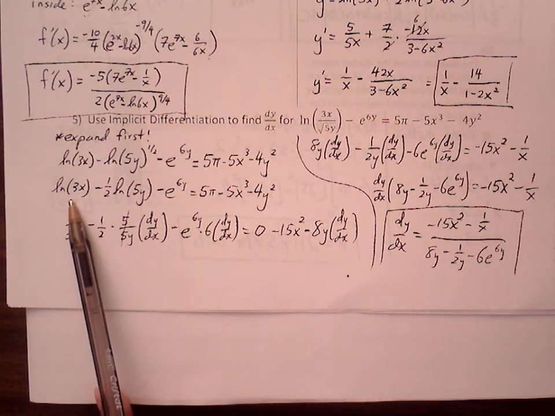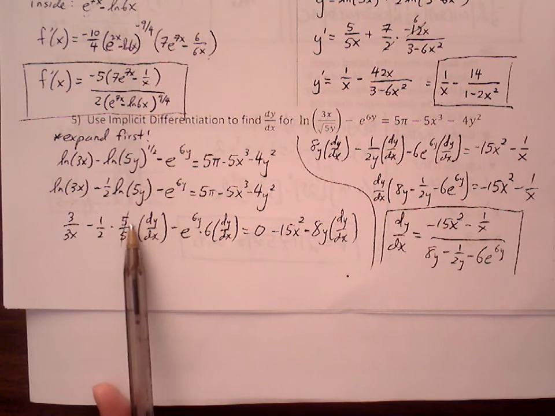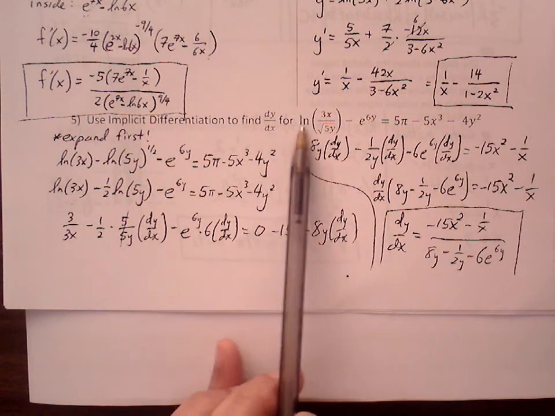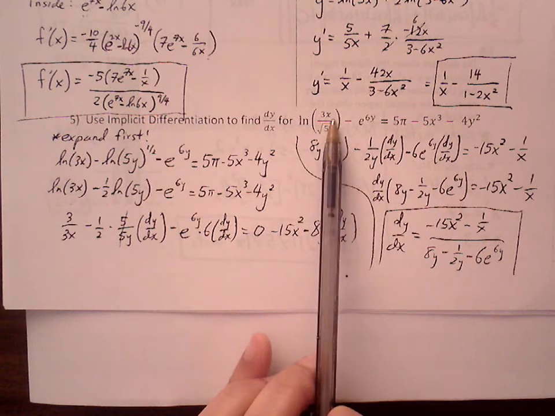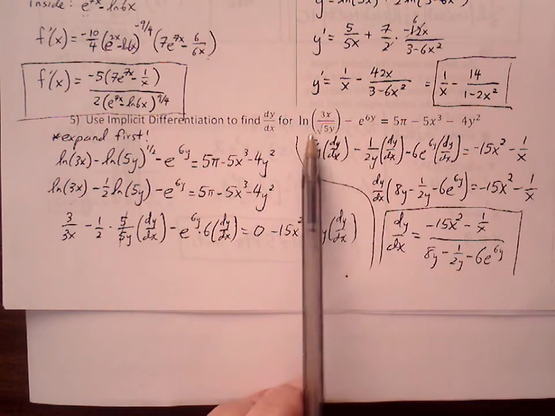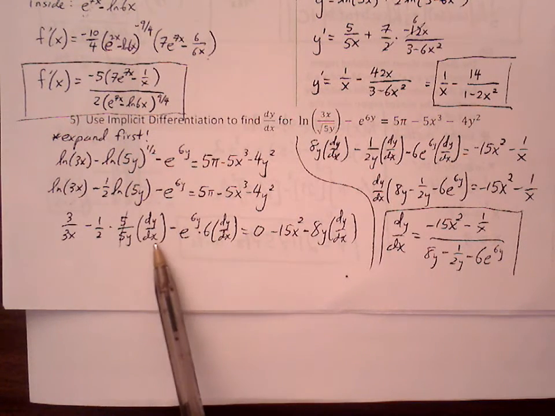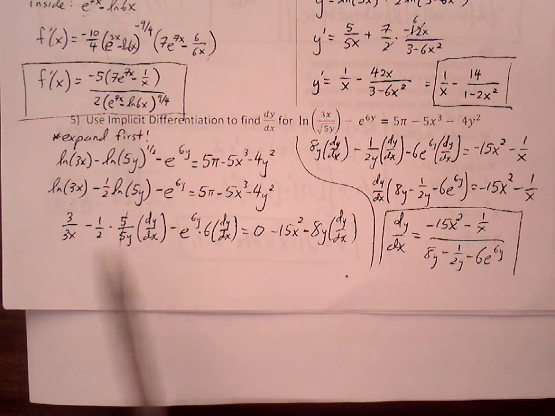So natural log of 3x becomes 3 over 3x, u prime over u. Natural log of 5y becomes 5 over 5y. Now notice that this requires implicit differentiation because we have y's all over the place, unlike previous problems. So every time we come across y and we're asked to find the derivative, we have to make sure we multiply by dy/dx. So 5y becomes 5 over 5y times dy/dx.